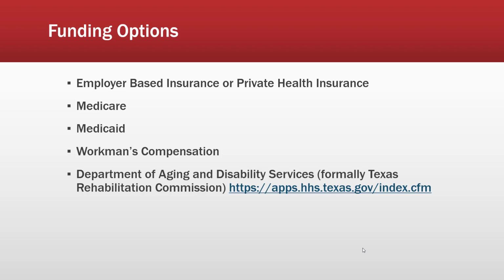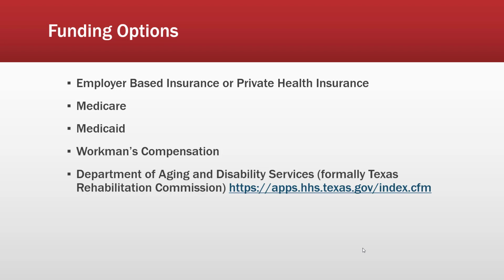And then you also have the workman's compensation. So workman's compensation is also a form of payment to cover medical care for somebody who has been injured on the job. You could be working with clients who have workman's compensation.